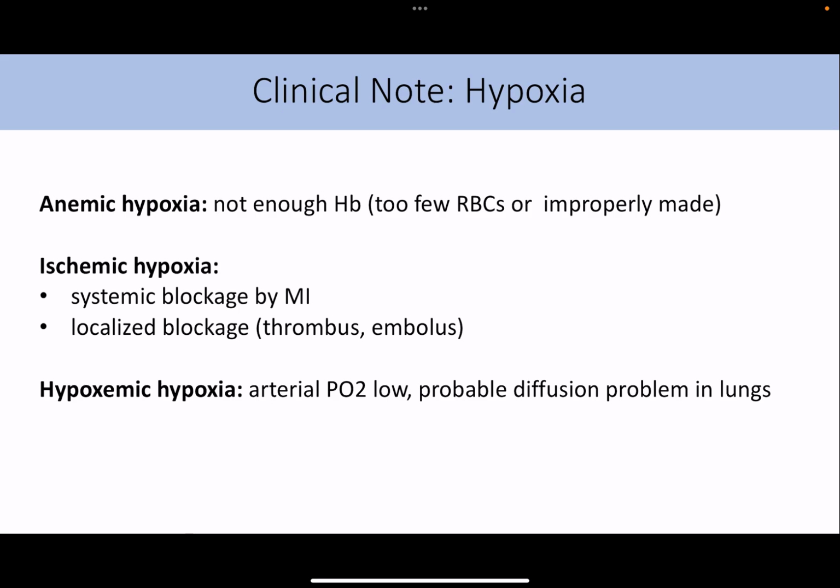And then you can have hypoxemic hypoxia. This is when you're not getting enough oxygen. Your arterial PO2 is low, which can mean a probable diffusion problem in the lungs. So you could have pulmonary edema due to congestive heart failure. You could have pneumonia or tuberculosis, some kind of respiratory dysfunction in which you're not getting enough oxygen to your blood. So, questions about that? Could be emphysema too.